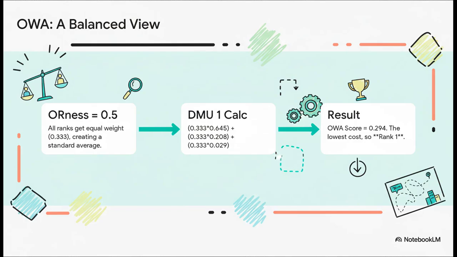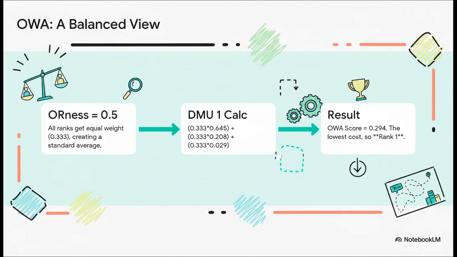There's a setting called ORNESS. You can think of it like a risk tolerance dial. If we set that dial right in the middle at 0.5, we get a balanced view. See how each of DMU1's cost metrics gets the same weight? It's just like a normal average. The result is a score of 0.294, which is the lowest of the 3, making it number 1.